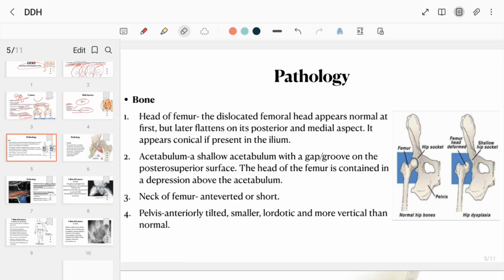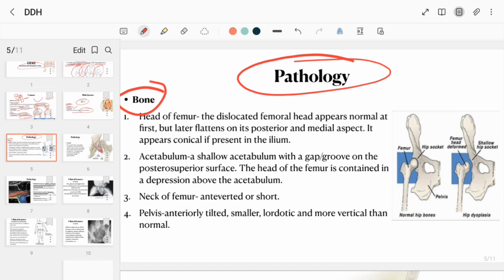Now we will see the pathology. First we will see the pathology in the bone. What is the pathology in the bone? The bones involved are the head of femur, acetabulum, neck of femur, and the pelvis. The dislocated femoral head appears normal at first, but later flattened on the posterior and medial aspect. Okay, it appears conical in the presence of ilium.